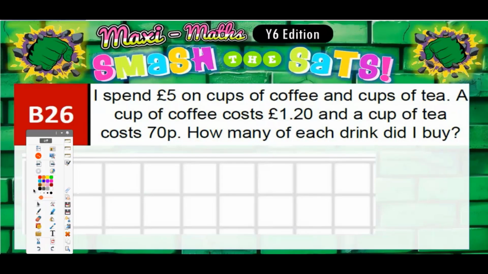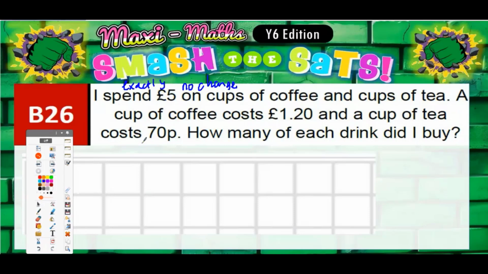Question 26. I spend £5 on cups of coffee and cups of tea. And before we go on, let's make it clear that there's no change. We're spending exactly £5. It probably would have been better if it had said I spent exactly £5. So I spent exactly £5, no change, on cups of coffee and cups of tea. A cup of coffee costs £1.20 and a cup of tea costs 70p. How many of each drink did I buy?